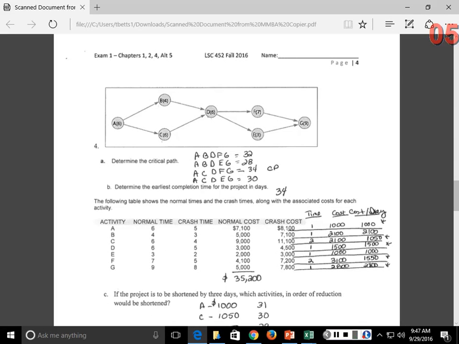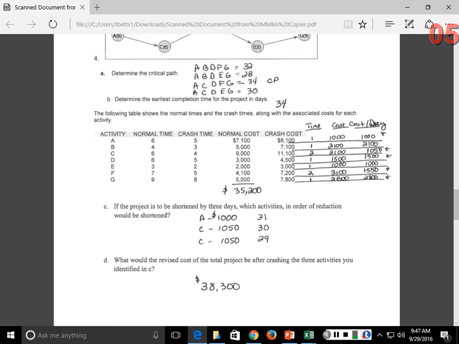All right, so this one we were to determine the critical path. You're given the diagram, right? You guys should be pros at that by now. So then the earliest completion time comes from the critical path for 34, right? But in order to determine which activity you're going to shorten by crashing the project, you have to set up what's the cost per day to crash, okay?